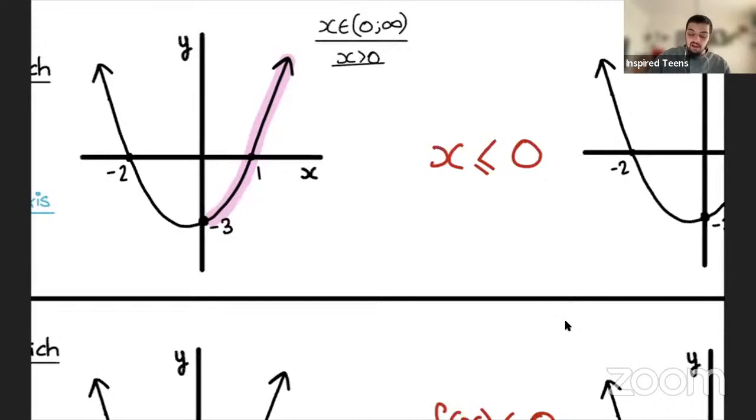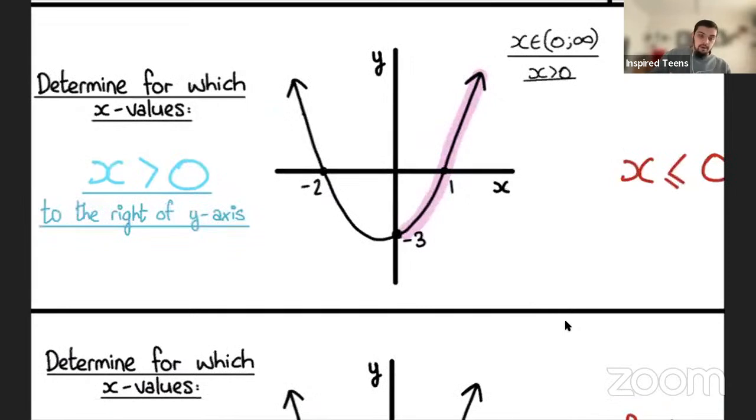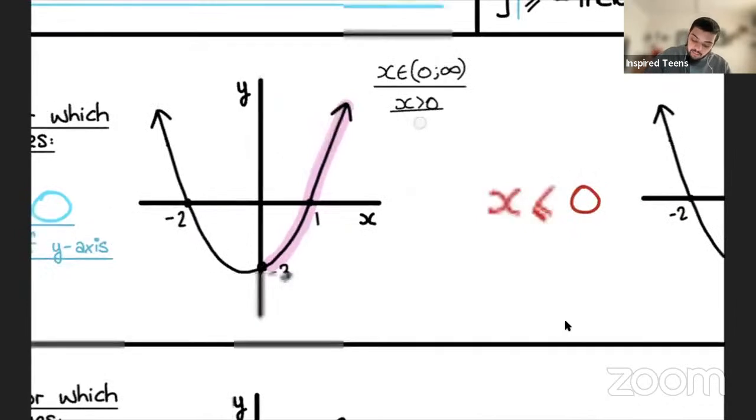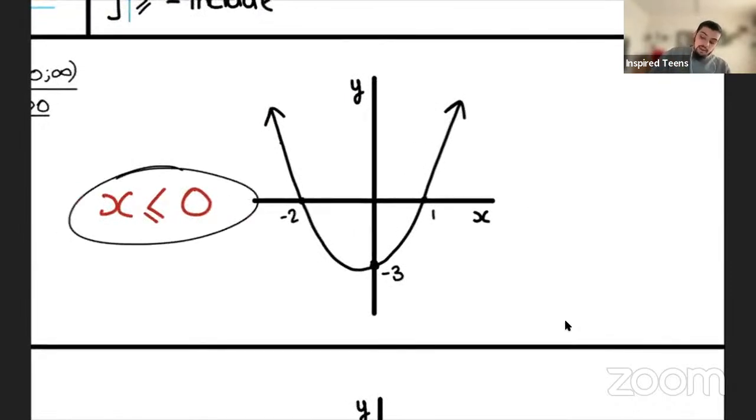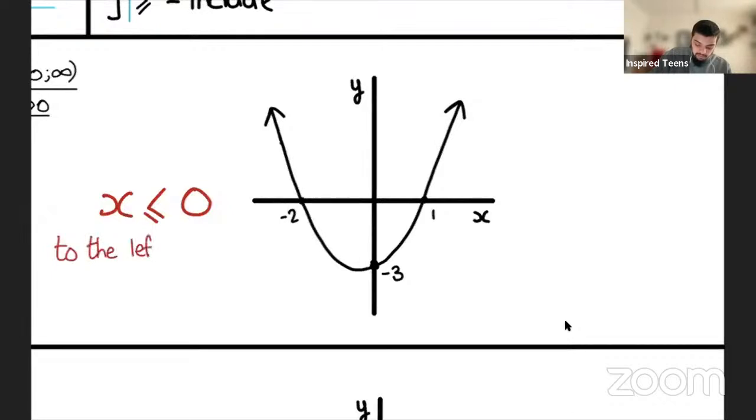They never asked this question, I just wanted to go through it. Determine the x values for which x is greater than 0: x is greater than 0, that's the answer to the question. Okay, let's look at this. Determine the x values for which x is less than or equal to 0. So x is less than or equal to 0 where? To the left of the y-axis. Anything that's to the left of the y-axis will have an x-coordinate that is negative, or an x-coordinate that is less than 0.